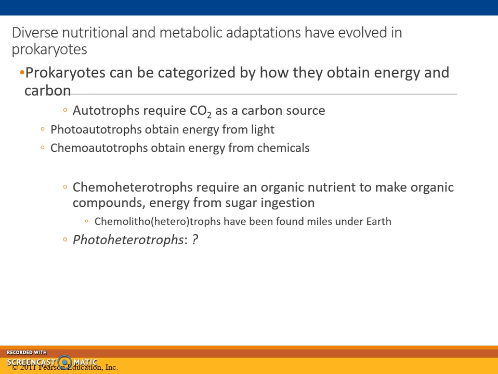Diverse nutritional and metabolic adaptations have evolved in prokaryotes. So we have autotrophs. They require carbon dioxide, which means they can make their own food. Photoautotrophs obtain energy from light. Chemoautotrophs obtain energy from chemicals. Chemoheterotrophs require organic nutrients to make organic compounds, with energy from sugar ingestion. Chemolithoheterotrophs have been found miles under the Earth. Now try to define photoheterotrophs.